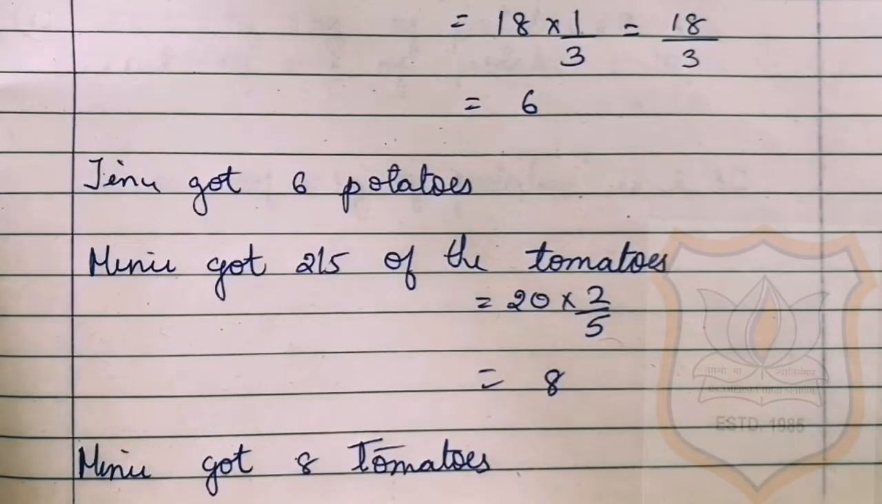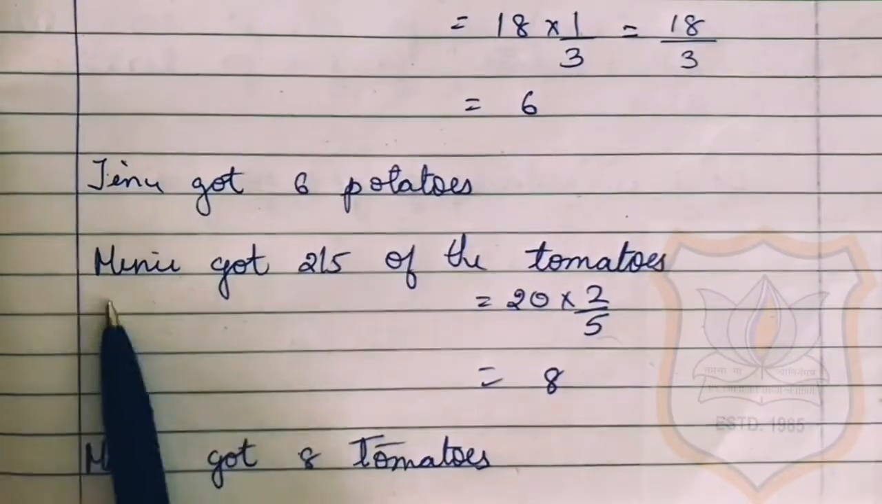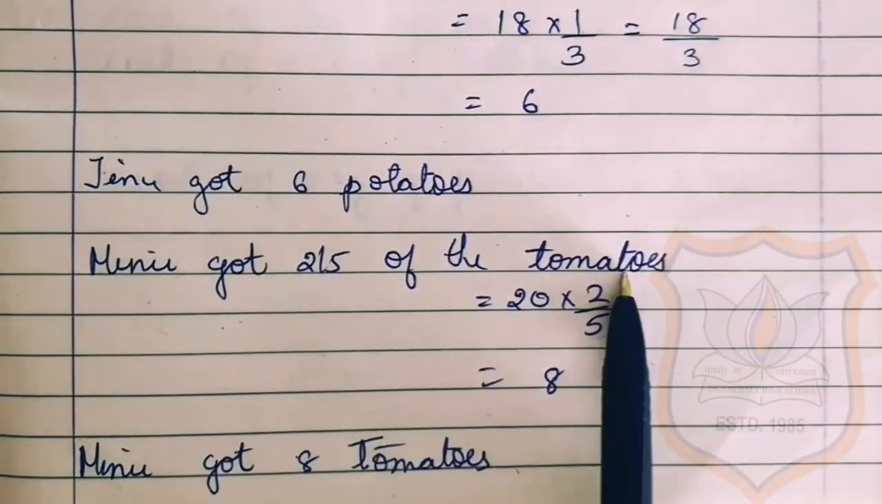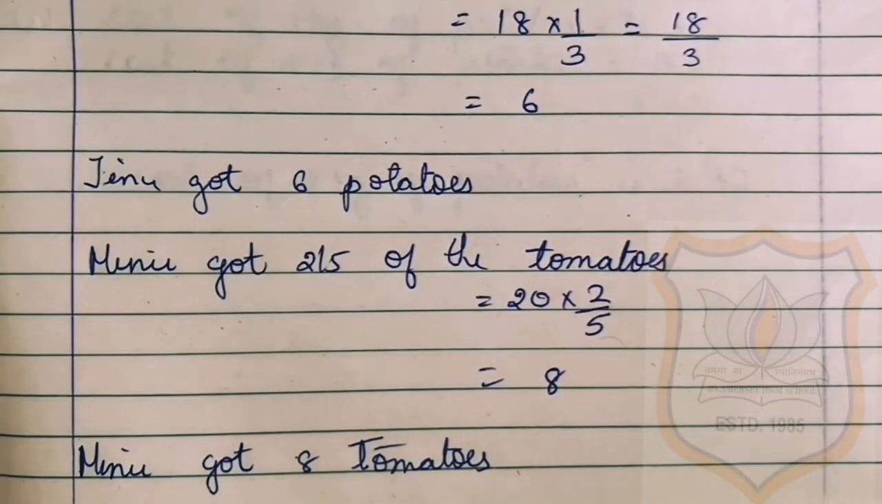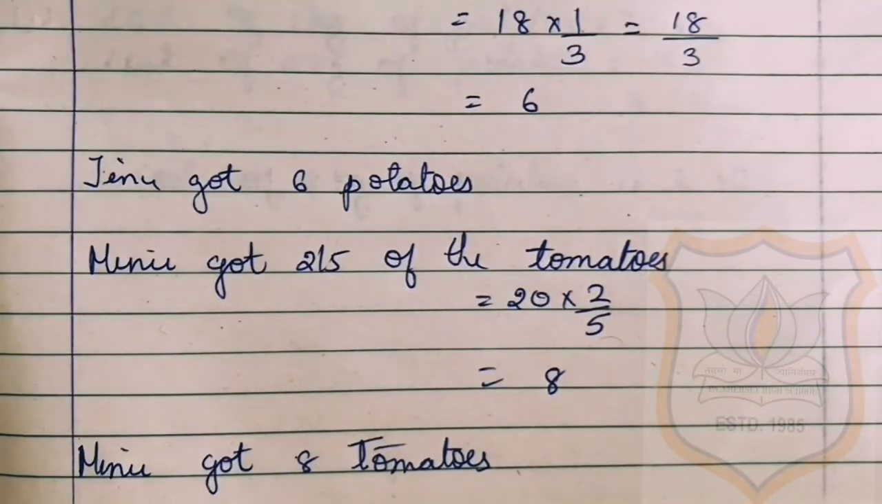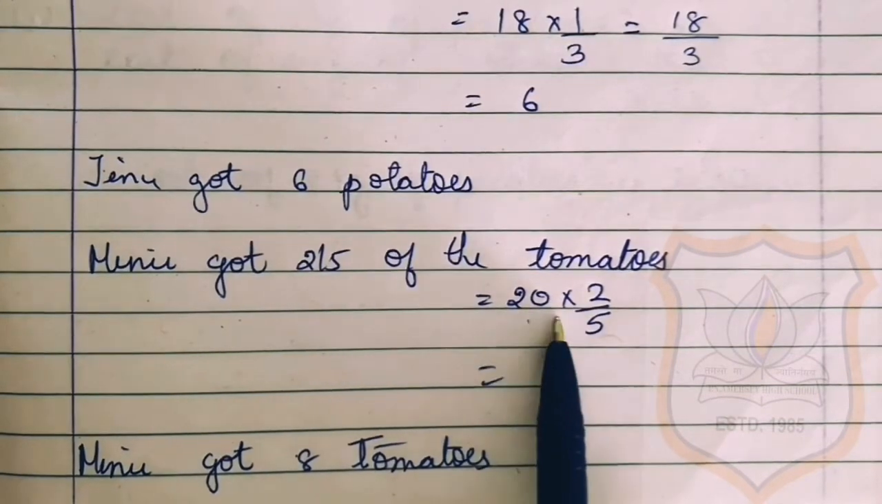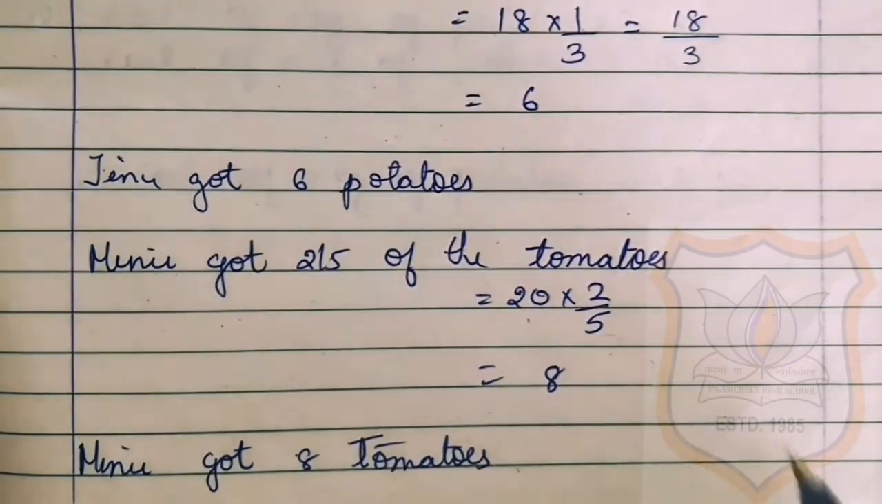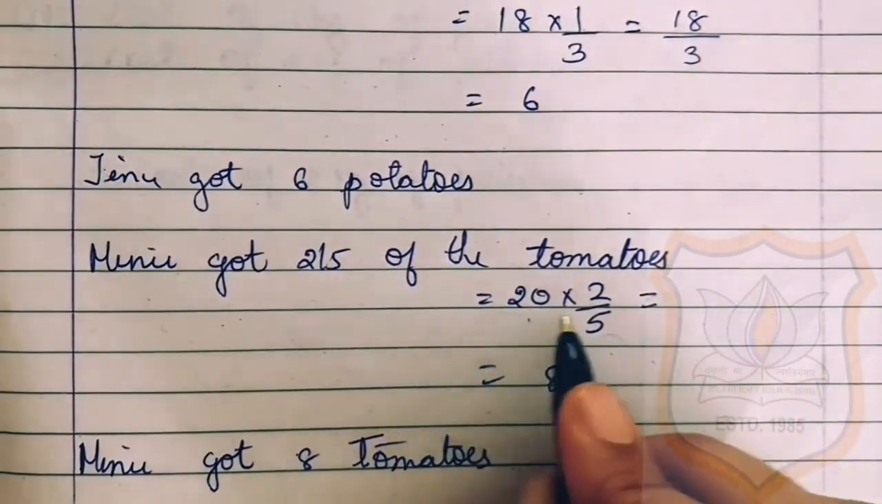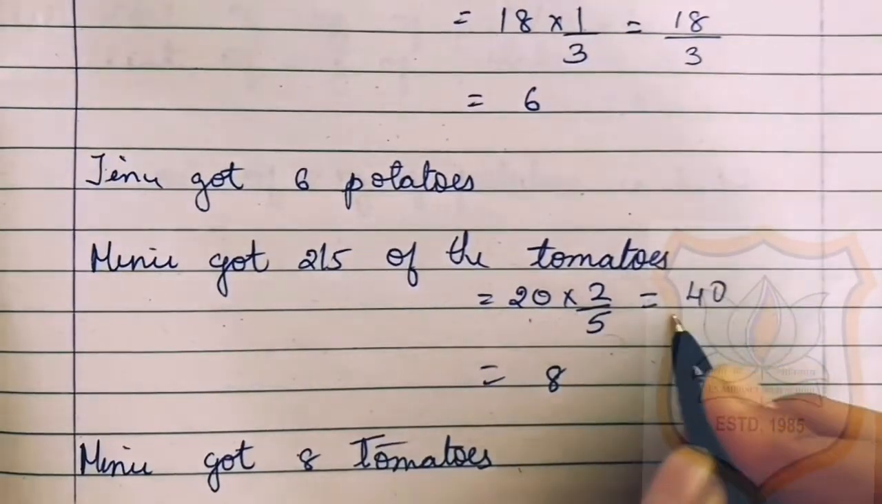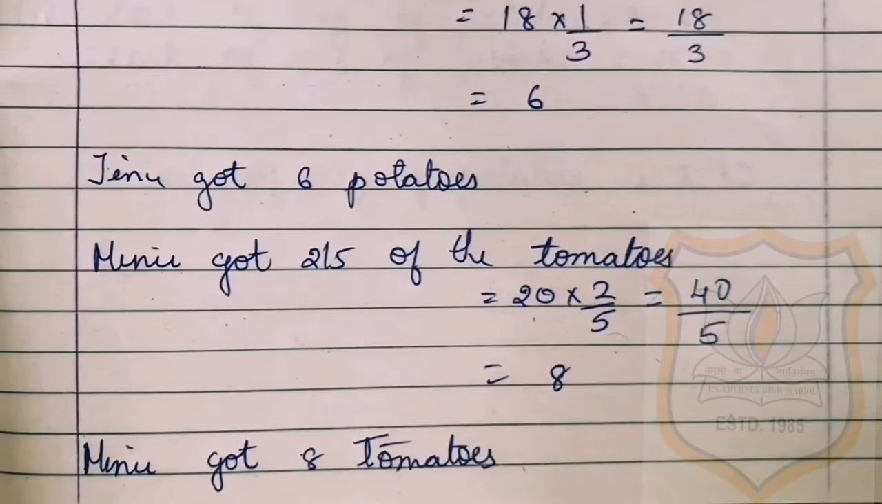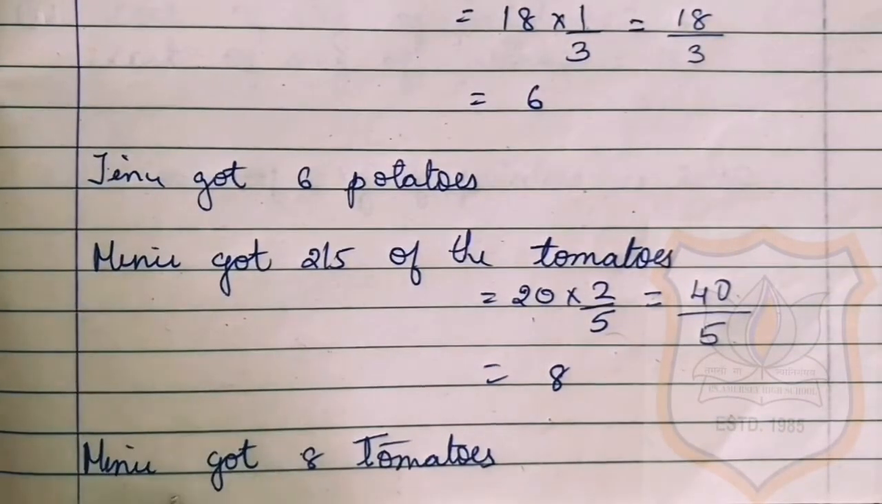Now we have to find out Meenu's share. Meenu got 2/5 of the tomatoes. Now we have to find out how many tomatoes Meenu got from the total tomatoes. Here the total tomatoes were 20, so we will multiply this 20 by 2 by 5. So we will get 20 twos are 40, and we will write 5 over here. So by dividing 40 and 5 we will get 8. So Meenu got 8 tomatoes.